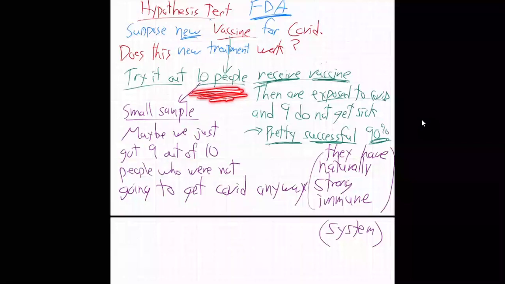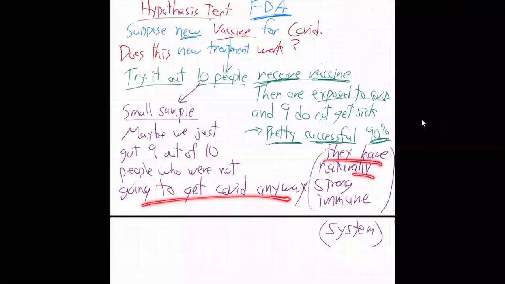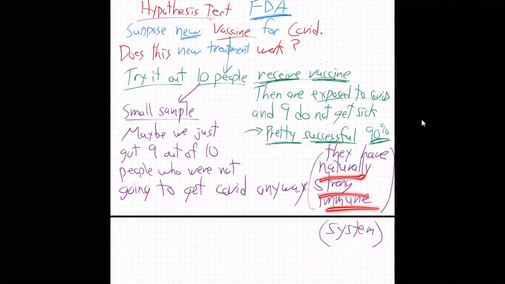We only grabbed 10 people, and 9 of them were exposed to COVID and did not get sick. But couldn't it just be that those 9 people just happen to have a naturally strong immune system anyway? Couldn't it be that maybe the vaccine really isn't doing anything, and we only grabbed 10 people, and just 9 out of 10 of them happen to have a strong immune system, and that's why they didn't get COVID, not because the vaccine was doing anything? Isn't that possible when you only grab 10 people?